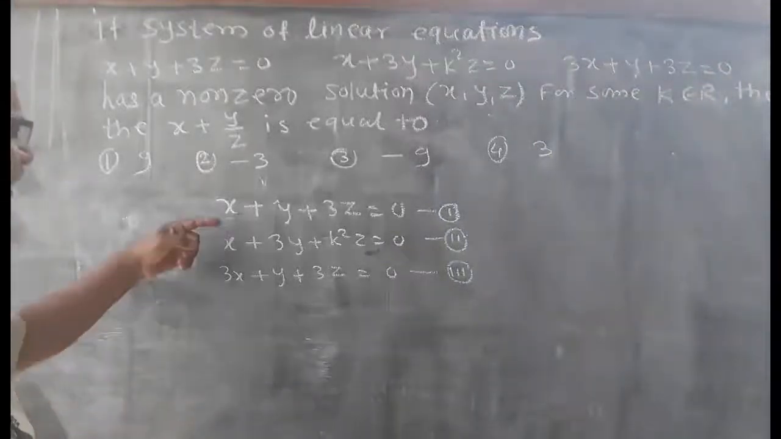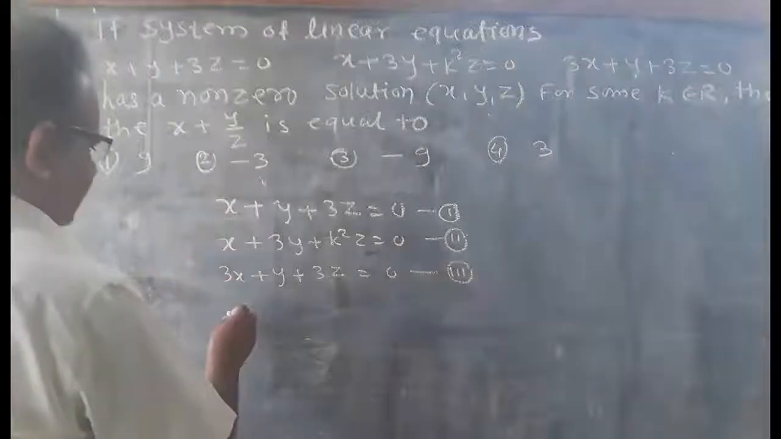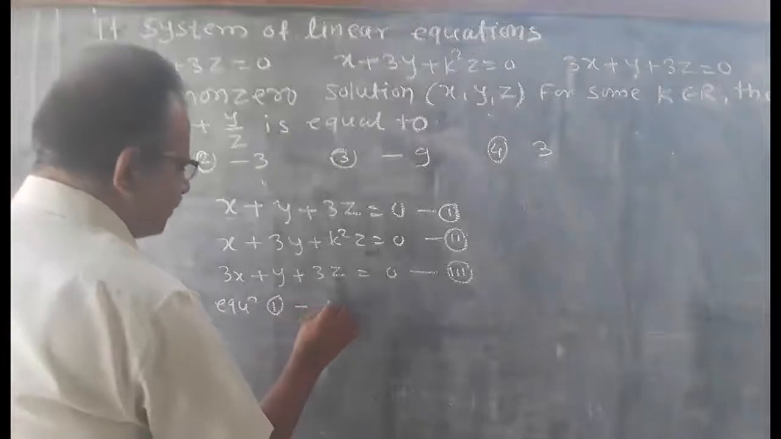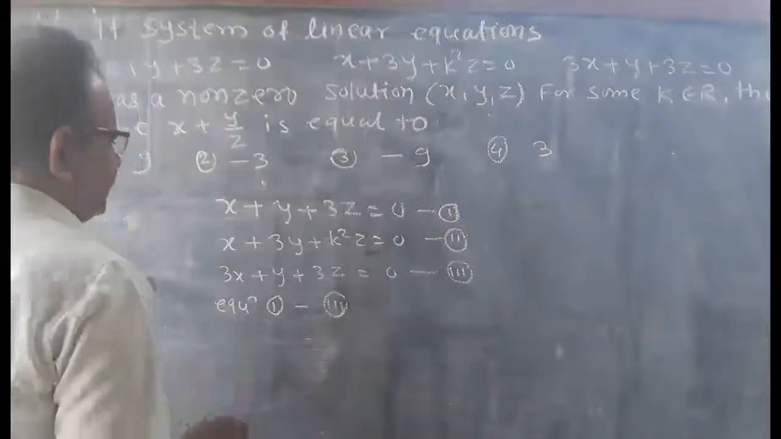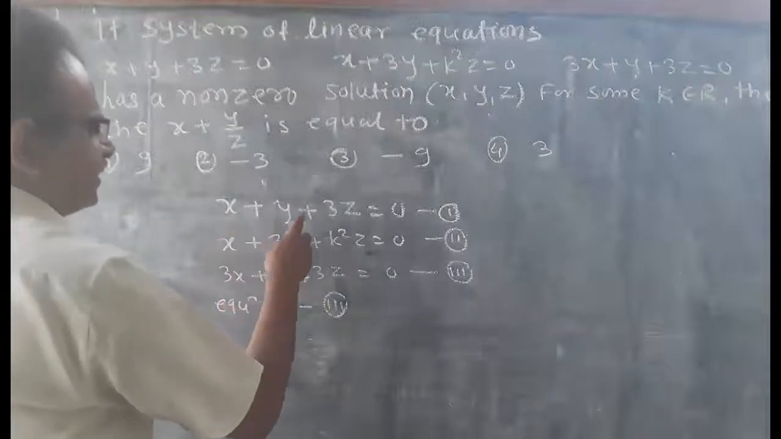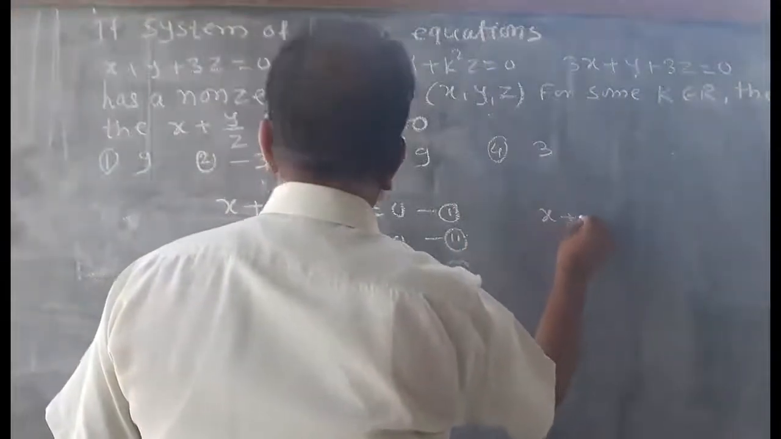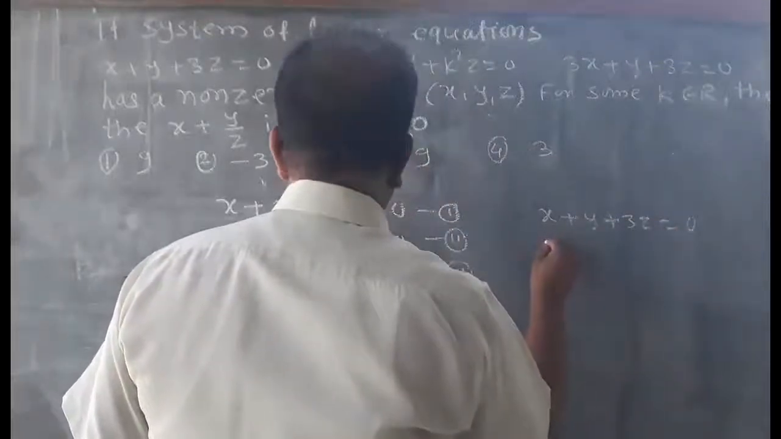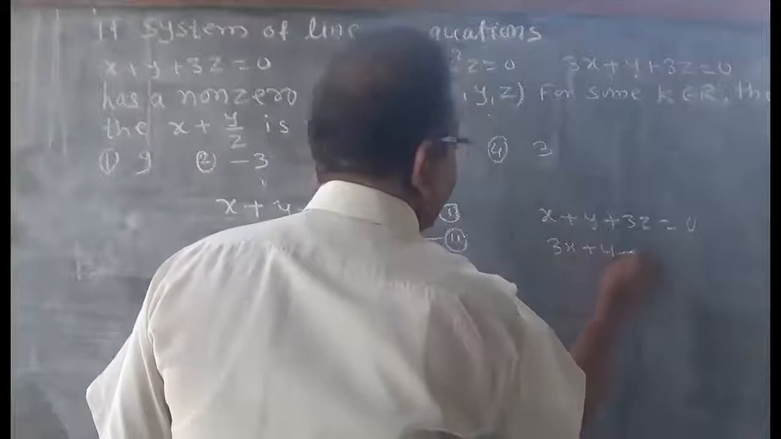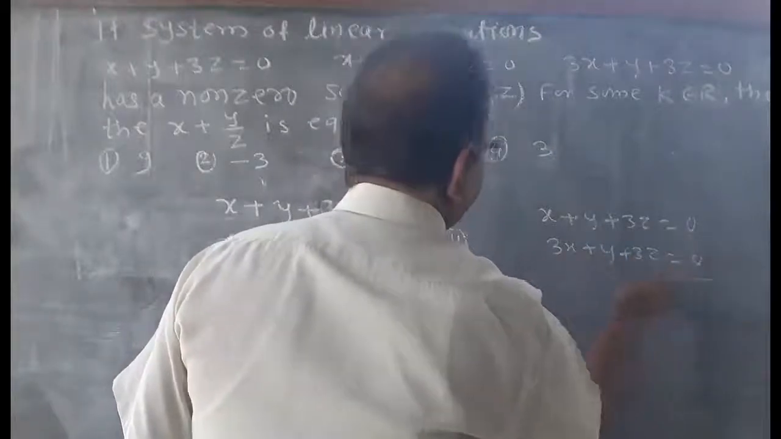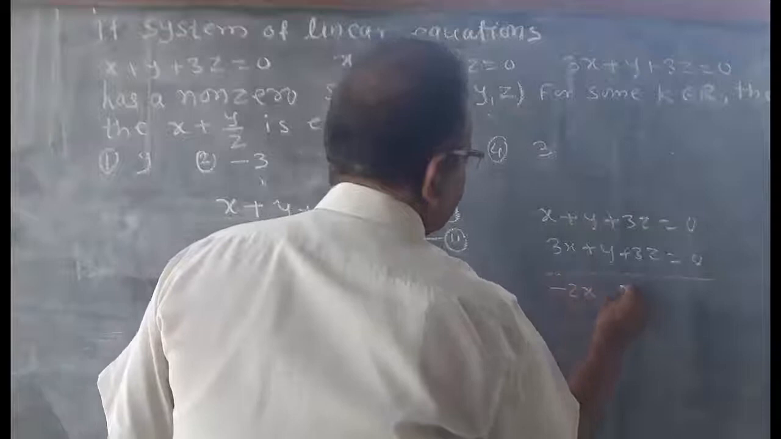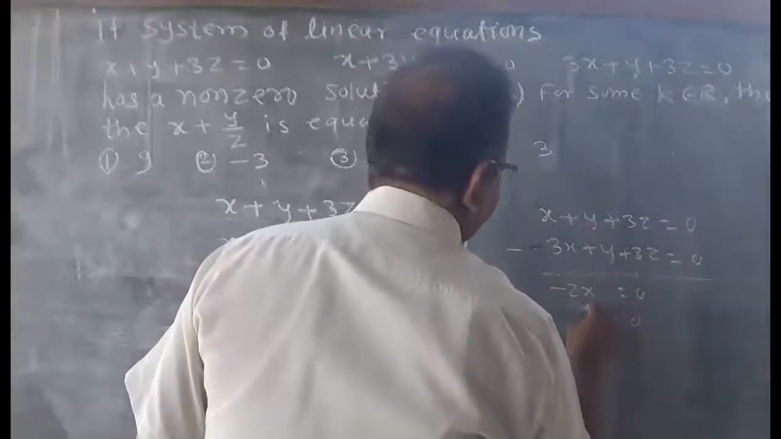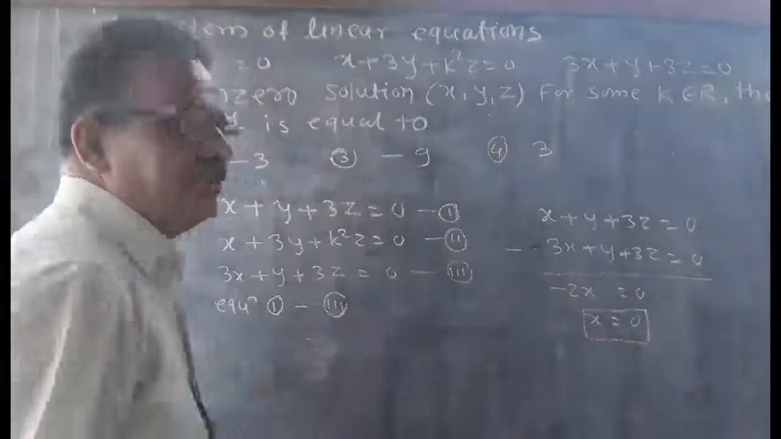If we see equation 1 and 3, equation 1 minus equation 3, if we subtract the equations, we will get x plus y plus 3z equal to 0 and 3x plus y plus 3z equal to 0. If I subtract this, I will get minus 2x equal to 0 and hence x equal to 0. I will get the value x equal to 0.